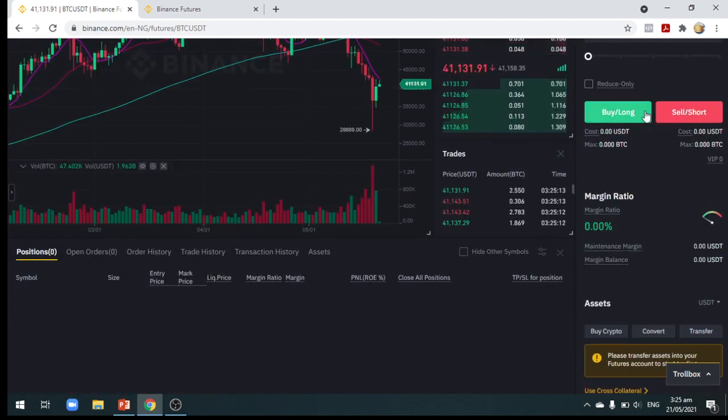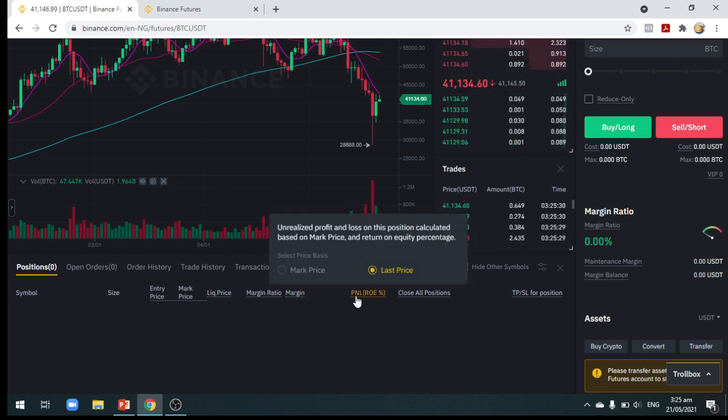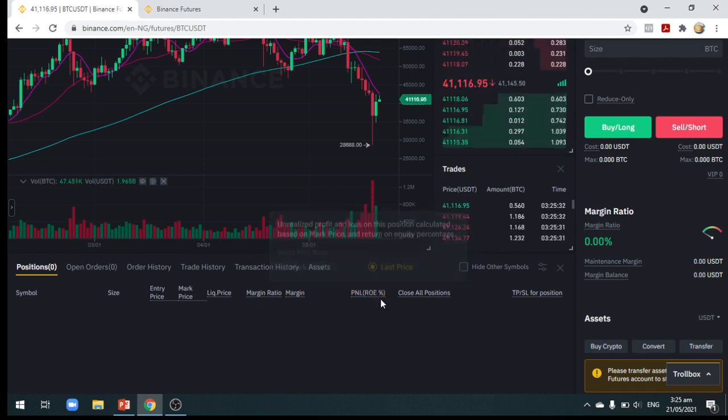So if you take your position there, you'll be able to see your position here, where you have the size, the entry price, the mark price, we have the liquidation price here, and we have the margin ratio here, we have the margin, okay, and you have your profit and loss, which will be in a percentage, and then you can close your position here.